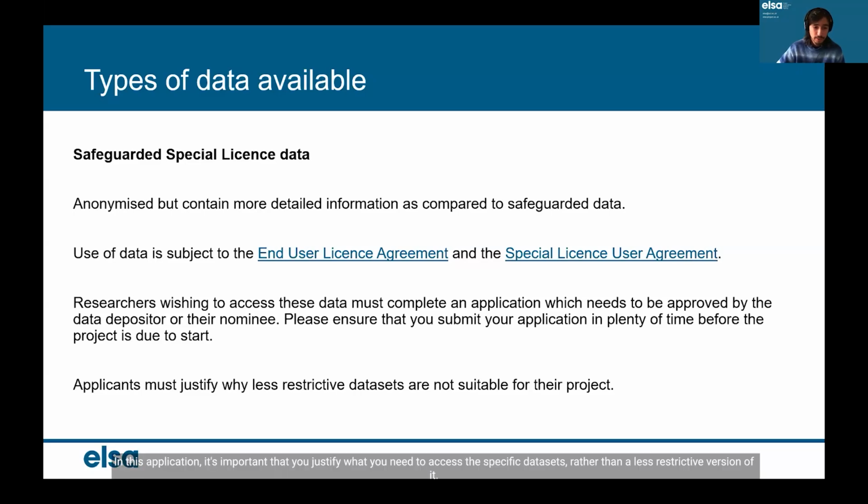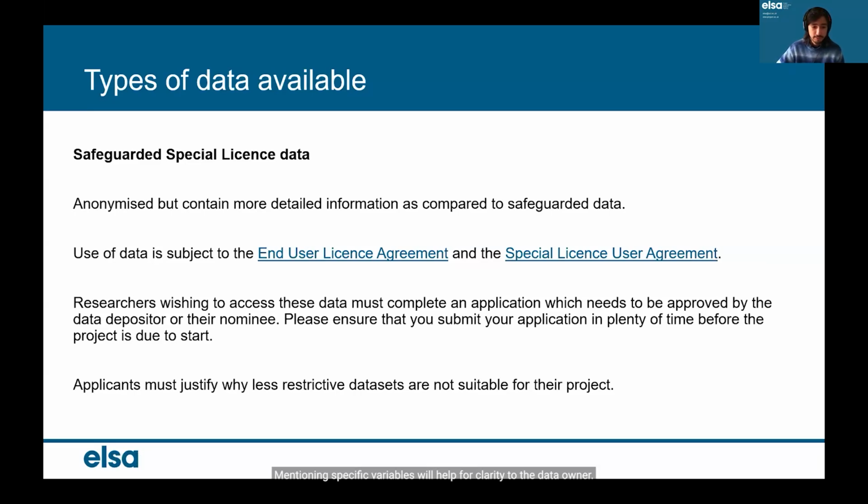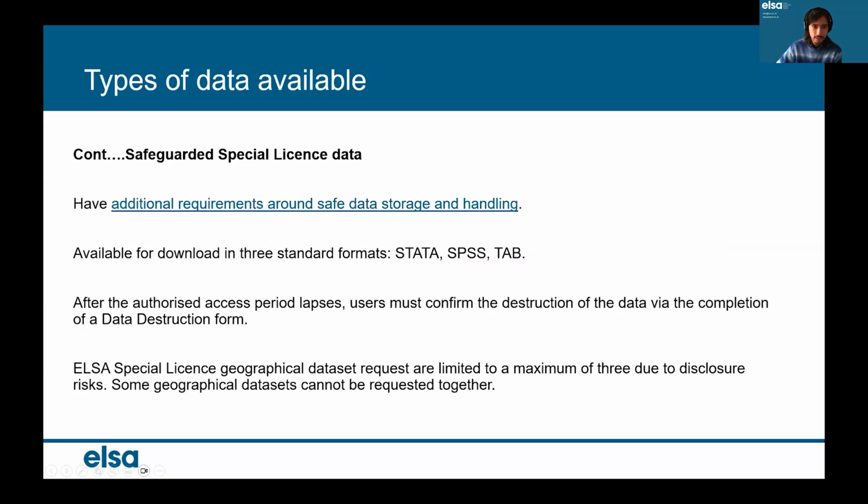In this application, it's important that you justify why you need to access the specific datasets rather than a less restrictive version of it. Mentioning specific variables will help for clarity to the data owner. For this type of data too, we have additional data storage and handling requirements, which can be found in the guide linked. Users must follow these requirements in order to be given access.